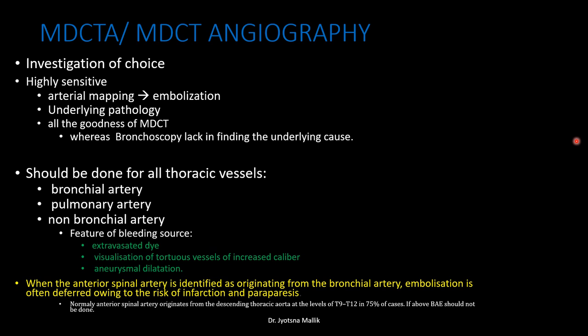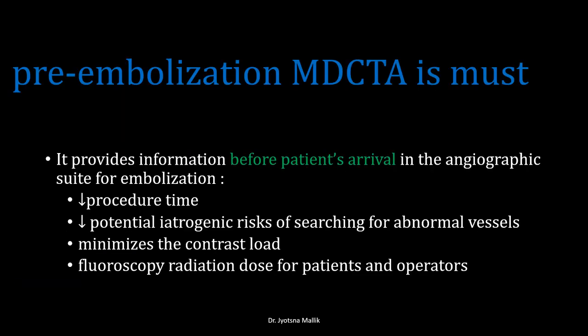Features of bleeding vessels: extravasation of dye, visualization of tortuous vessels, which you can see as increased caliber, or aneurysmal dilatation of any vessels. These things say that these are abnormal vessels, and they need to be targeted during bronchial artery embolization. Pre-embolization multi-detector CT angio helps in minimizing complications by decreasing the procedure time, decreasing the potential iatrogenic risks of searching for bleeding vessels, minimizing the contrast load, and minimizing the fluoroscopy radiation for both the patient and the operator.